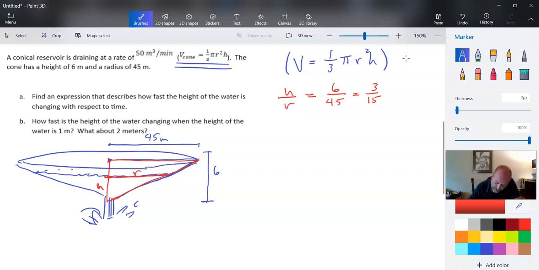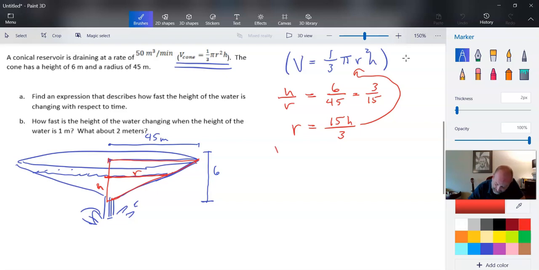Let's go ahead and swap that around. Oops, I said it backwards. r is going to be equal to 15h over 3, right? Just solving that proportion, just cross multiplying and simplifying. What that means is we can take this value and plug it in for r now.